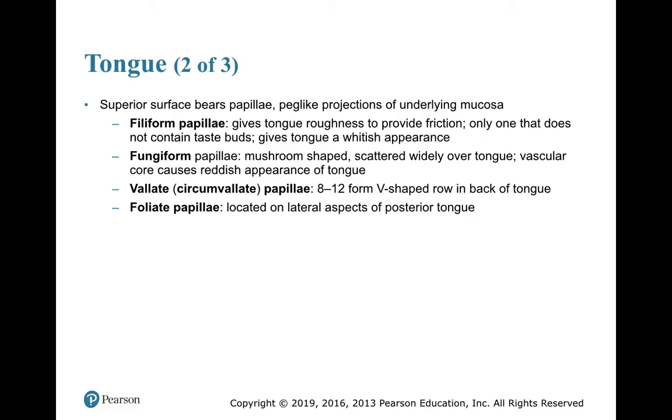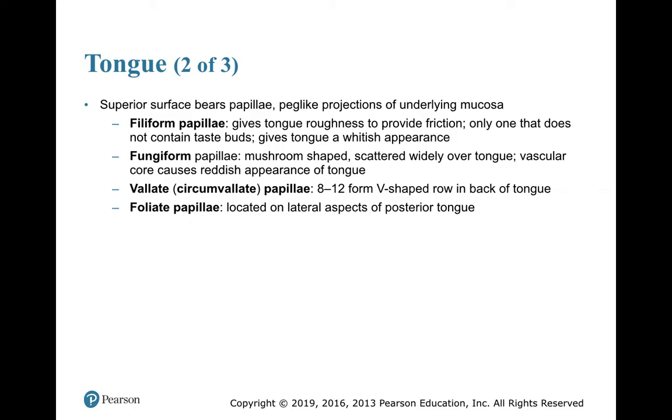They are filiform papillae, which give the tongue roughness and provide friction. They are the only ones that do not contain taste buds. They give the tongue a whitish appearance. The fungiform papillae are mushroom-shaped. They're a little wider on the top with narrower stalks. They're scattered widely over the tongue. Their vascular core causes a reddish appearance of the tongue.